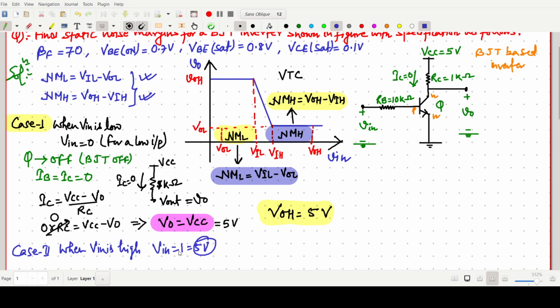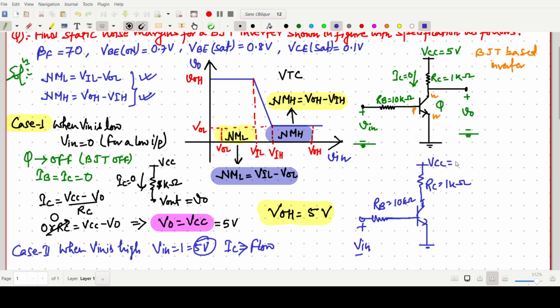Clear. So in this case, the current IC will flow in the circuit. Once again I am making this circuit: V in, this one is our RB, I am writing simply RB, RC 1 kilo ohm, RB 10 kilo ohm, and VCC 5 volt.